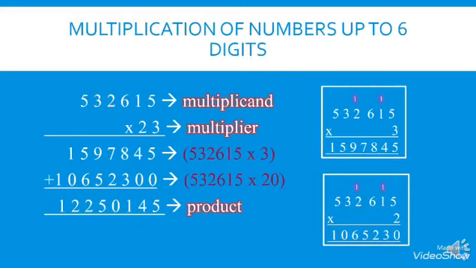Now we move to multiplication of numbers up to 6-digit numbers with 2-digit and 3-digit numbers. Here we have to multiply 532,615 with 23.